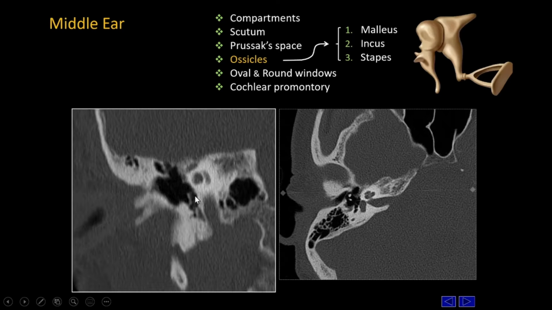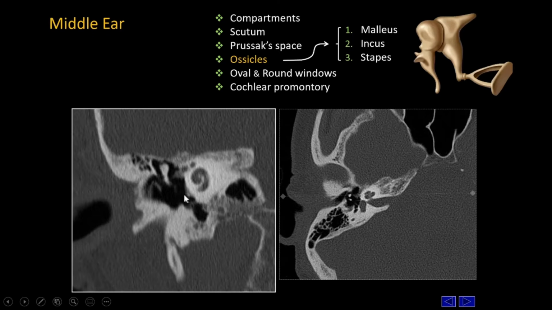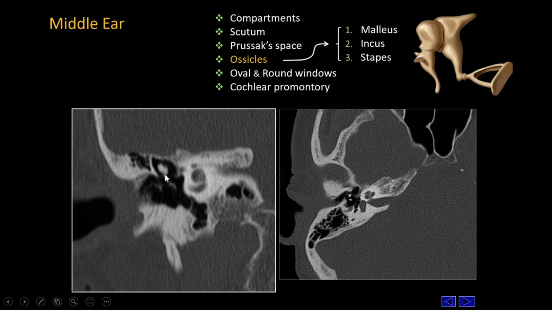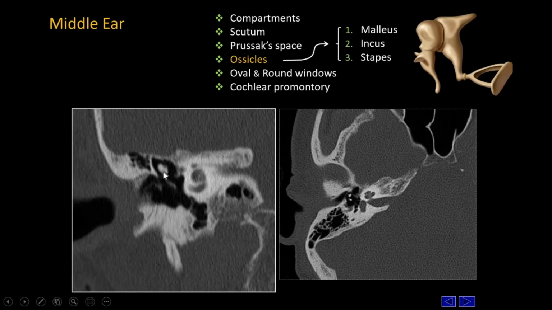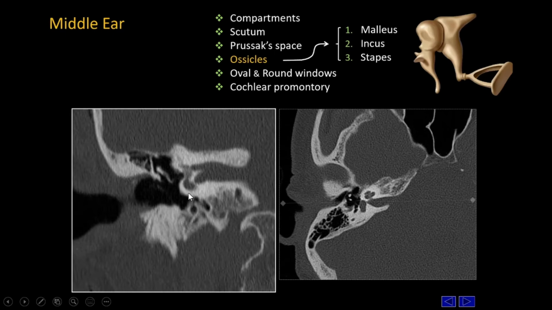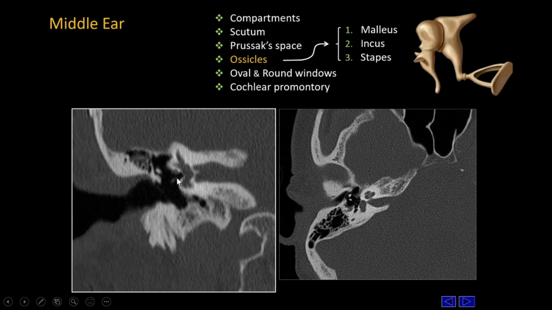And on the coronal view, what do the ossicles look like? From more laterally, you can see the head of the malleus and the umbo right here. As you scroll more posteriorly, you can see the junction between the head of the malleus and the incus right here. The incus then will take this nice sharp 90-degree turn, just like this diagram represents. You can see the lenticular process. The stapes will represent a straight line that goes directly extending into this indentation, which is the oval window.